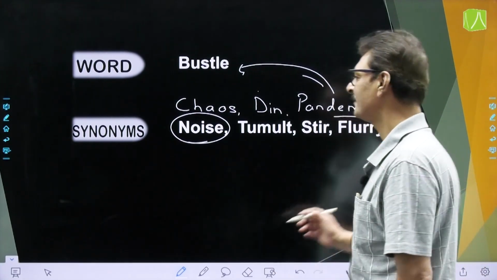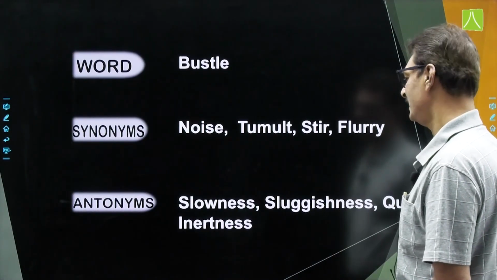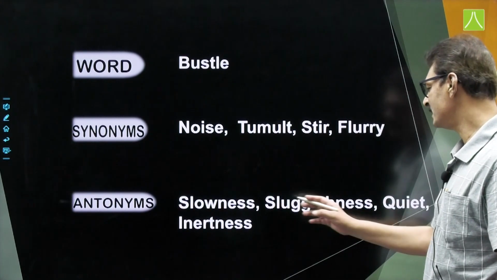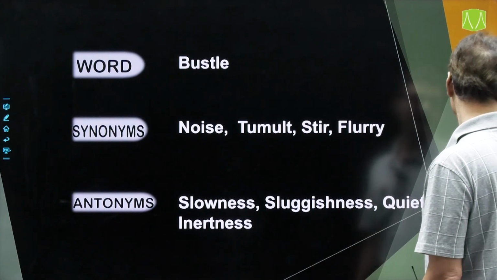Simple. Next, the antonym will be slowness, sluggishness, quiet, inertness. एक और अच्छा शब्द ले लो.